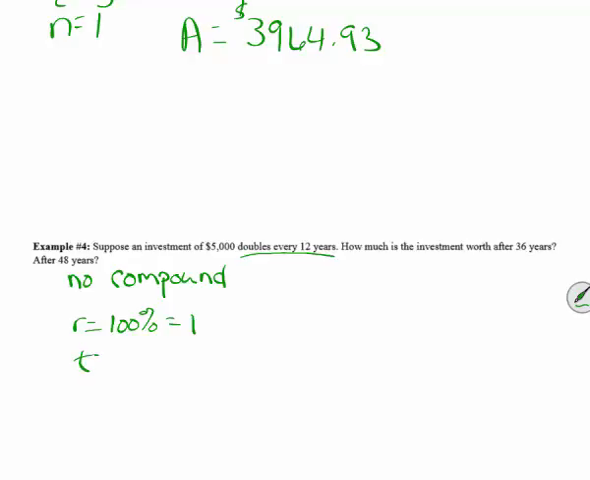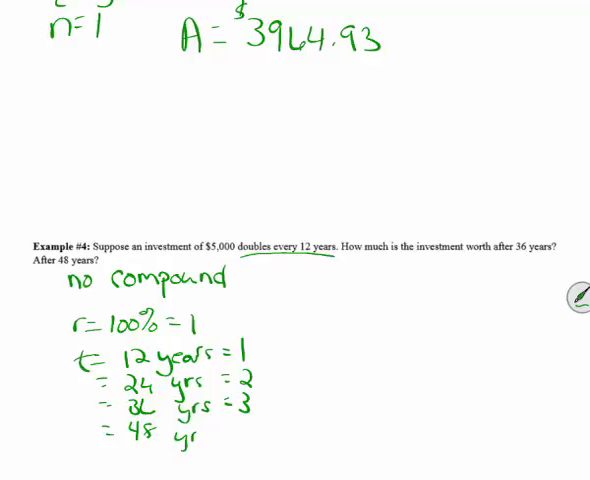My time is a little bit different because it's doing it every 12 years. So it's going to be looked at in 12-year chunks. So 12 years is really going to be 1 time unit. 24 years would be 2 time units. 36 years would be 3. And then 48 years would be 4 time units. So that's a little bit different as well. Now, could you certainly just go through and keep doubling this? Absolutely, but we'll take a look and just put it into our formula.